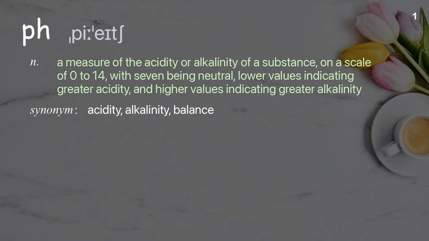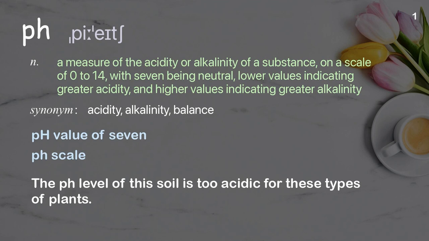pH. A measure of the acidity or alkalinity of a substance on a scale of 0 to 14, with 7 being neutral, lower values indicating greater acidity, and higher values indicating greater alkalinity. Examples. pH value of 7. pH scale. The pH level of this soil is too acidic for these types of plants.